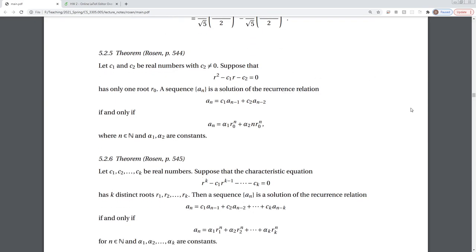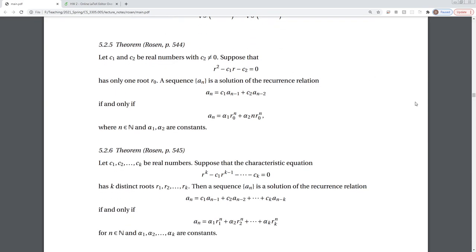Okay, so now we have the theorem where we have constants C1 and C2, where the second one is not equal to 0, right? And so suppose that this is our characteristic equation, and it only has one root, which is repeated. Then a solution to the recurrence relation of this form must obey this closed form solution.